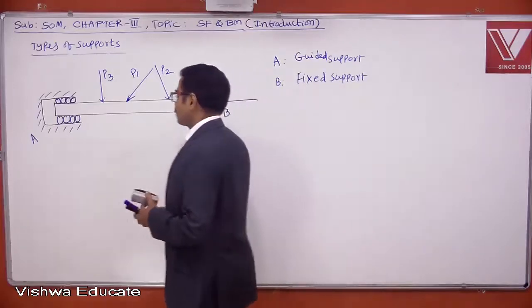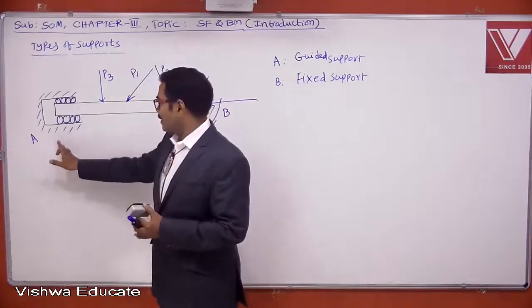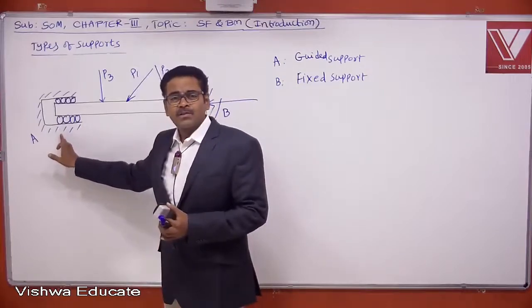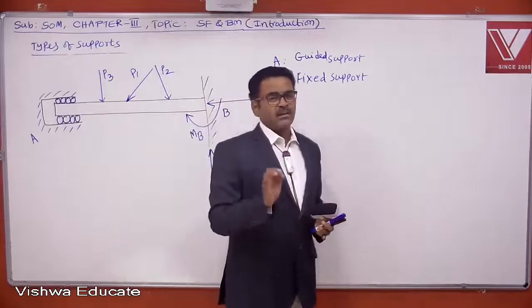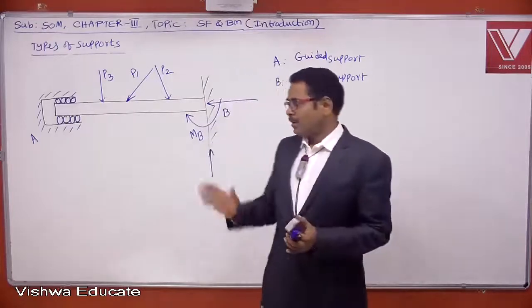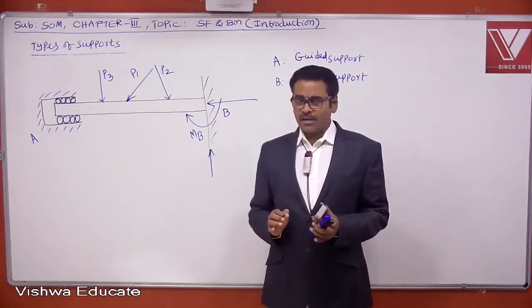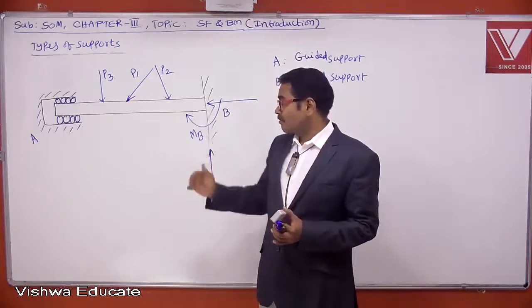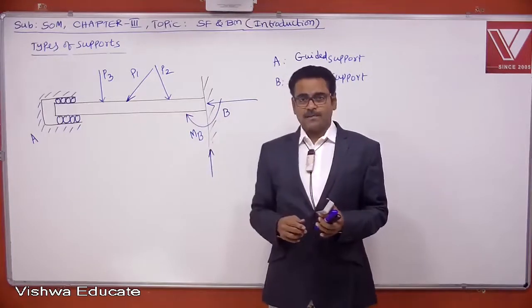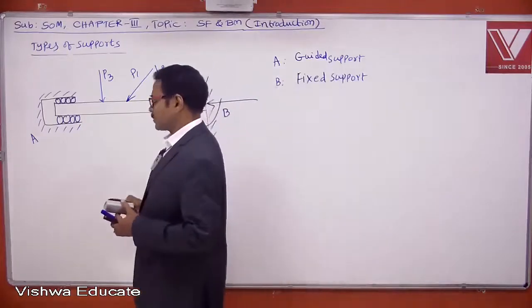Now let us try to understand guided support or guide. In mechanical engineering we call this a guide. Generally this kind of support is called guided support or multiple roller support. Your support A is a guided support or multiple roller support, not a single roller. Many rollers are used like this. So what does this multiple roller support resist?